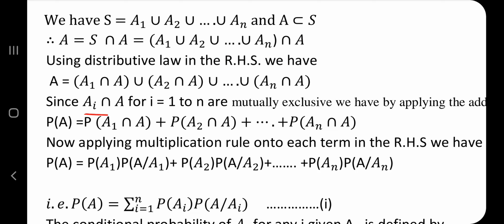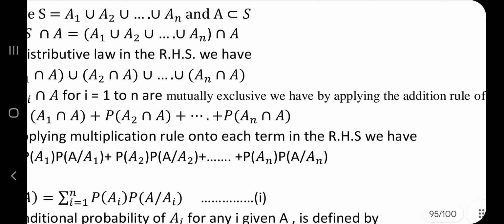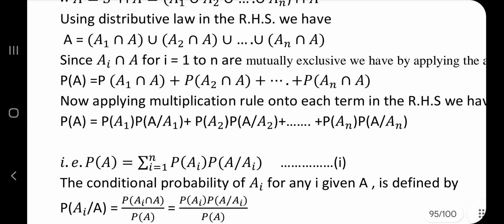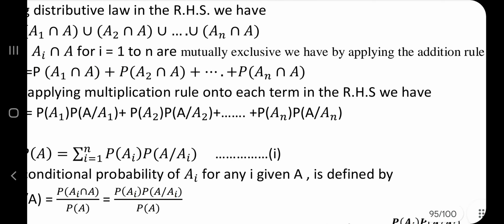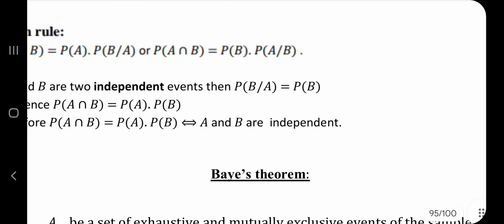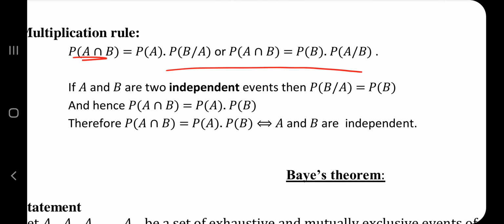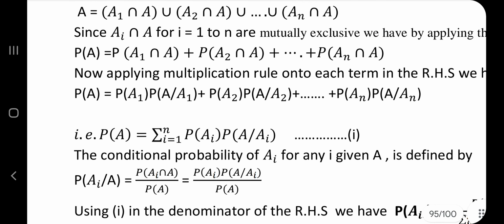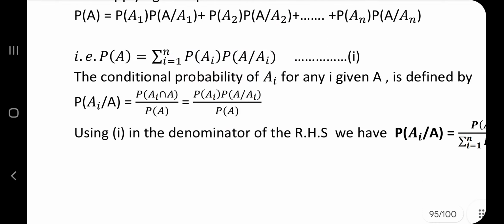Now since A_i intersection A for i equal to 1 to n are mutually exclusive, by applying the addition rule of probability, what we can write is P of A. Just add P here. P of A is equal to P of A1 intersection A, P of A2 intersection A, and so on. Now applying the multiplication rule onto each term in the RHS, we just multiply. What is the expansion of this one? I already told you, the multiplication rule. The expansion of this one is this one, right? In the same way we are writing here as well. So when we write in the same way and expand, what we'll get is the summation of P of A_i into P of A by A_i.